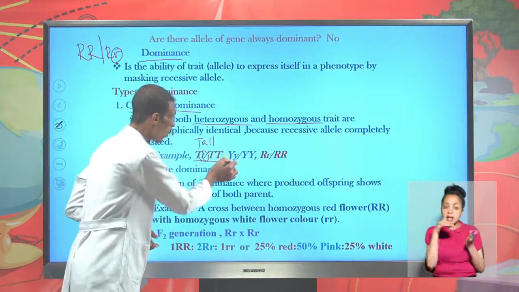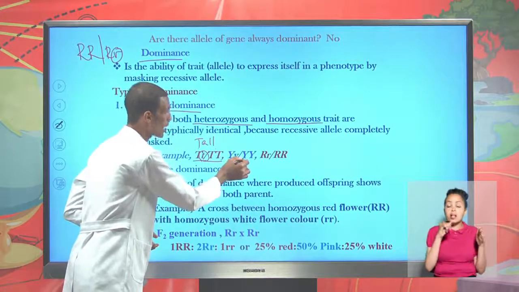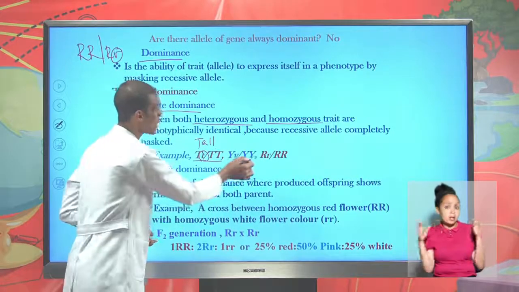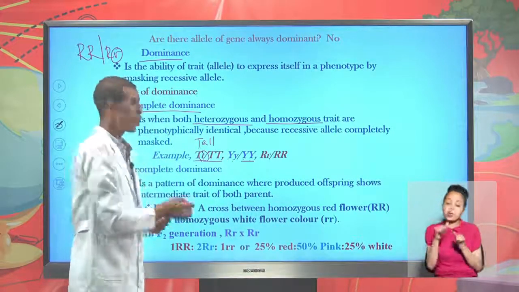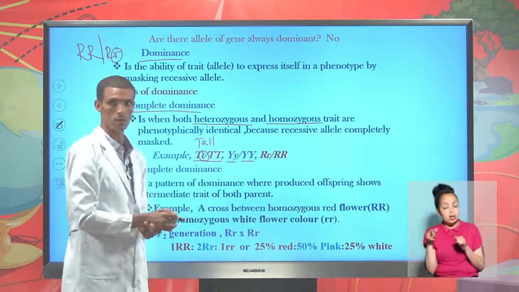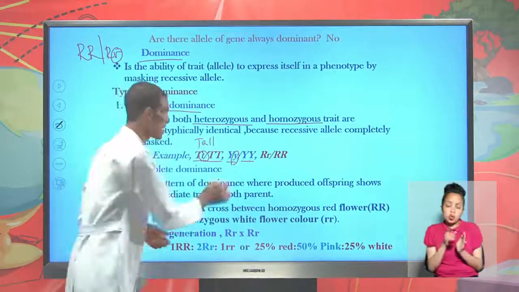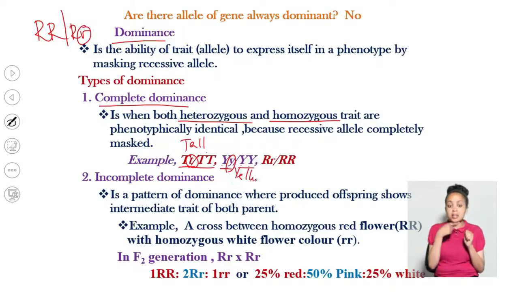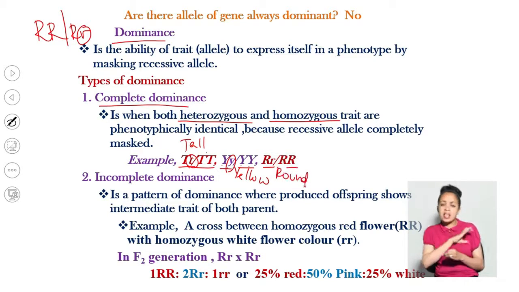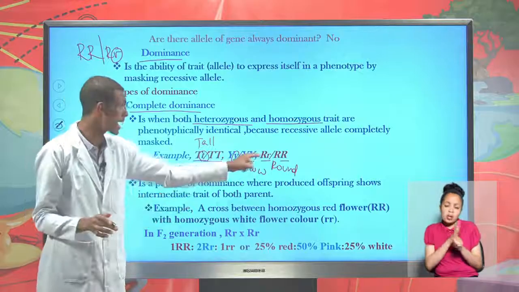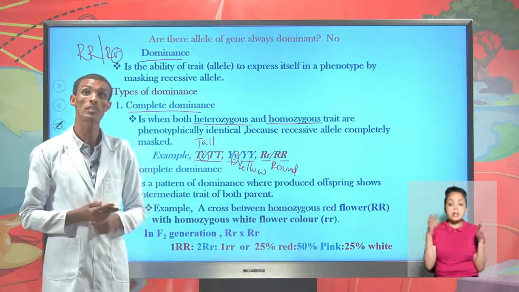And again, Y capital, Y small, Y capital, Y capital. This one is homozygous yellow, whereas this one is heterozygous yellow. Because the character of Y small is masked here, it can be said to be yellow. And here again, this one is heterozygous round, R capital R small. This one is homozygous round. Because the character of R small is completely dominated by R capital, we call it round.